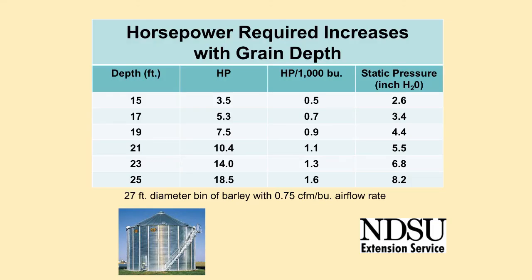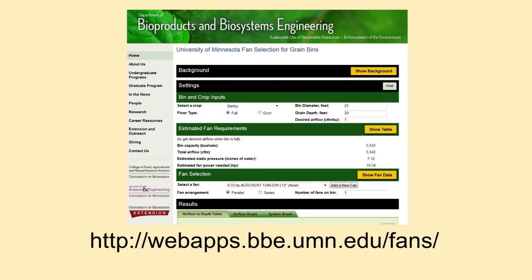Proper fan selection is critical to obtain the required airflow. A rule of thumb for natural air drying of 1 horsepower per 1,000 bushels only applies for a barley depth of 20 feet. Greater depths are discouraged due to the fan horsepower requirements becoming excessive. Use a fan selection program such as the University of Minnesota program that is available online to select a fan or determine the expected airflow of an existing fan. This website is linked from the NDSU Grain Drying and Storage website.